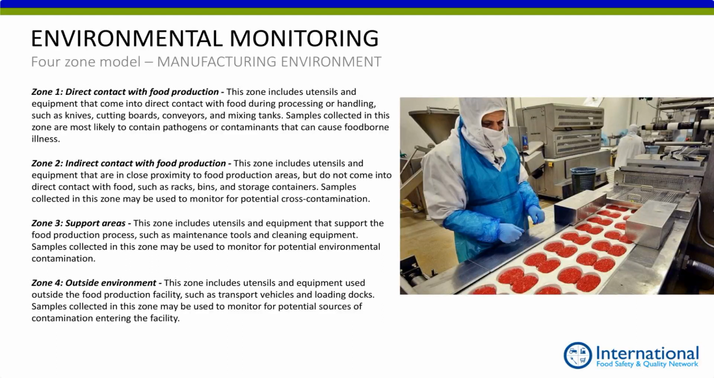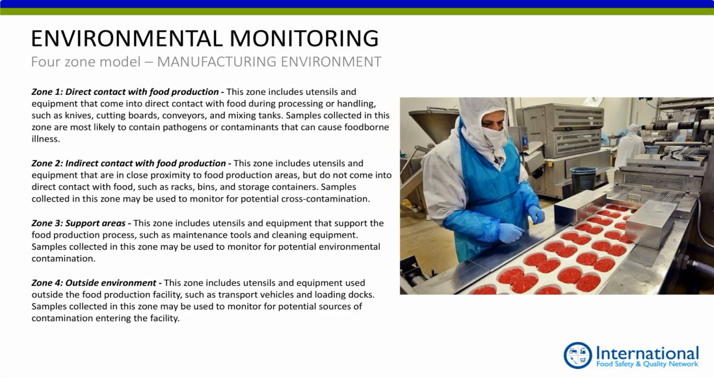First zone is direct contact with food production, and this zone includes utensils and equipment that come into direct contact with food during processing or handling, such as knives, cutting boards, conveyors, mixing tanks. Here we need to test for the pathogens or contaminants that can cause foodborne illnesses.